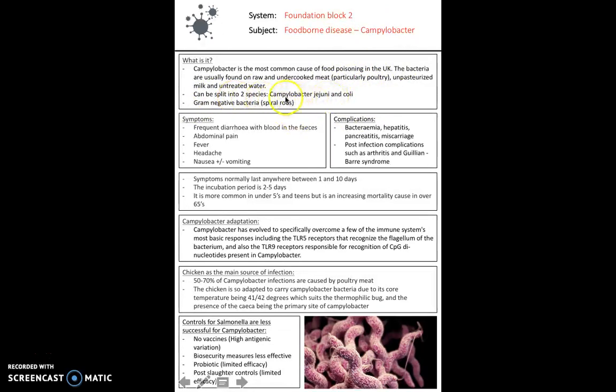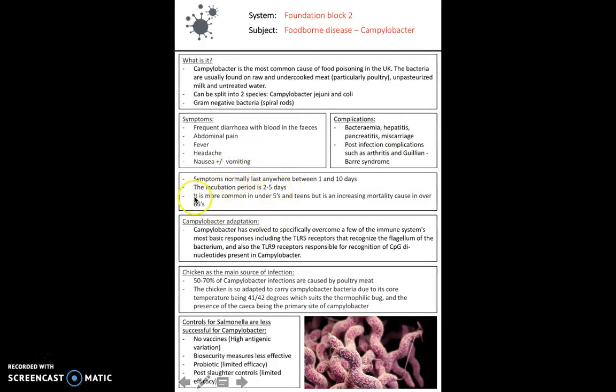It can be split into two species, Campylobacter jejuni and coli, and it's a gram-negative bacteria that are spiral rods. So the complications can be at the time of infection or post-infection complications, and post-infection complications include arthritis and Guillain-Barré syndrome, so effects on the central nervous system.